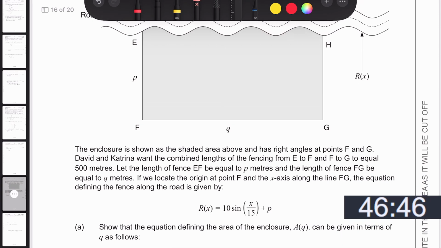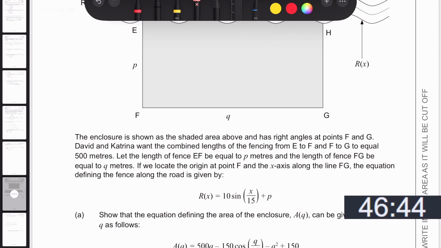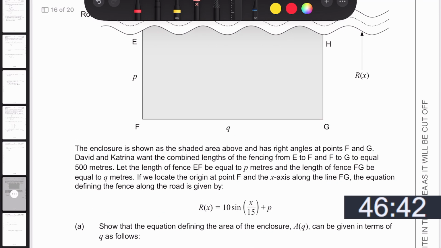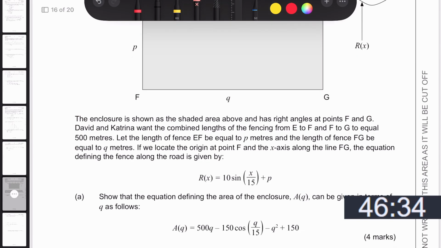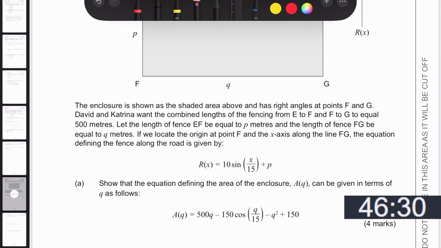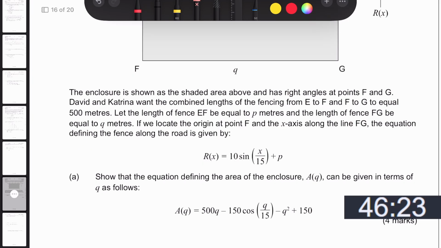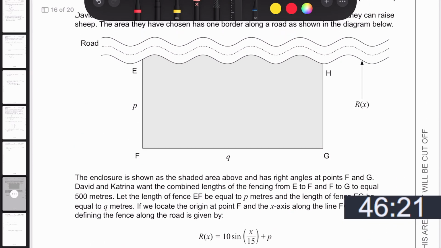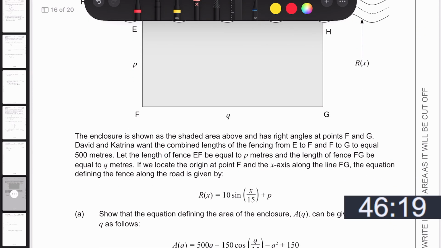Let the length of fence EF be equal to P and the length of fence FG be equal to Q. If we locate the origin at point F and the x-axis along the line FG, the equation defining the fence along the road is given by that. Show that the equation defining the area of the enclosure can be given in terms of Q as follows.